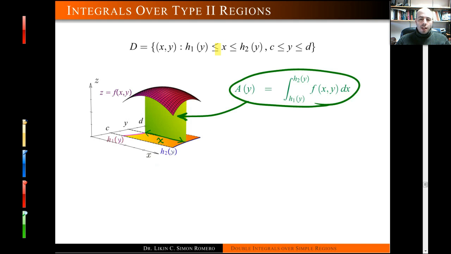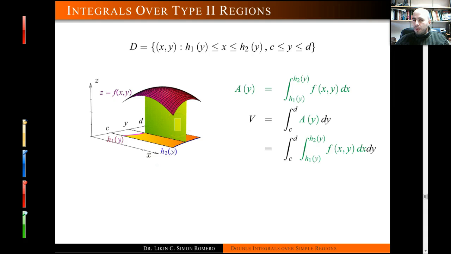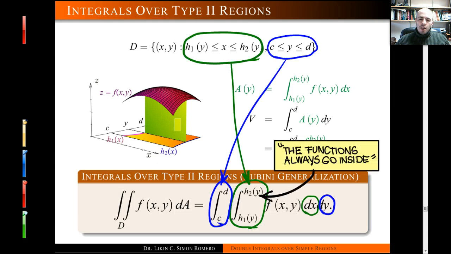The integral over type 2 regions is pretty much the same thing. We fix a y, and we compute the area of the cross section for that particular y, which is the integral from h1 of y to h2 of y. Once we have that cross section, we integrate over all the y's and obtain this iterated integral. Again, you just have to be careful that the variable you integrate first with respect to is the one that is moving between two functions.